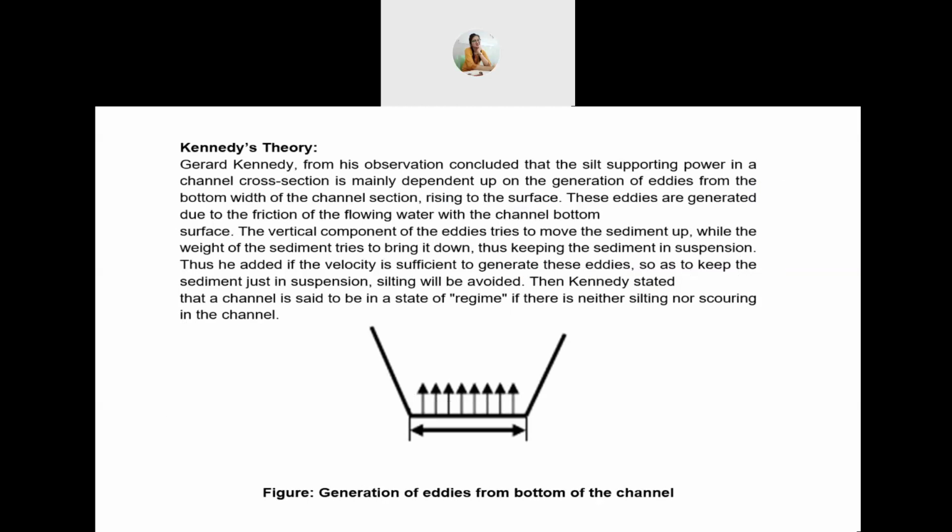These eddies are generated due to the friction of the flowing water with the channel bottom surface. The vertical component of the eddies tries to move the sediment up while the weight of the sediment tries to bring it down, thus keeping the sediment in suspension. Thus he added, if the velocity is sufficient to generate these eddies so as to keep the sediment just in suspension, silting will be avoided.